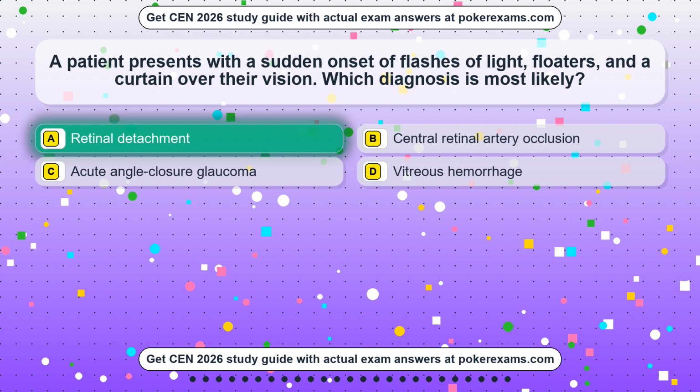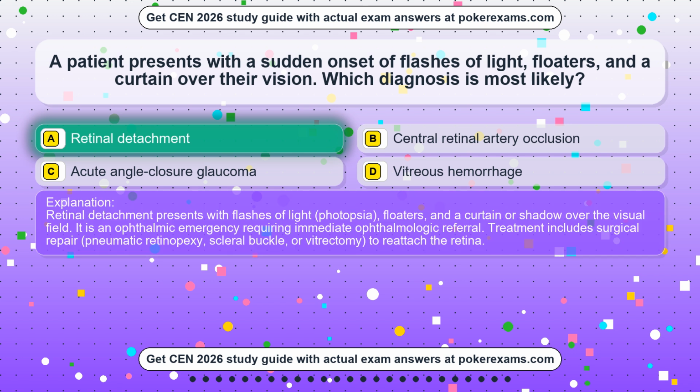Retinal detachment. Retinal detachment presents with flashes of light, photopsia, floaters, and a curtain or shadow over the visual field. It is an ophthalmic emergency requiring immediate ophthalmologic referral. Treatment includes surgical repair, pneumatic retinopexy, scleral buckle, or vitrectomy, to reattach the retina.